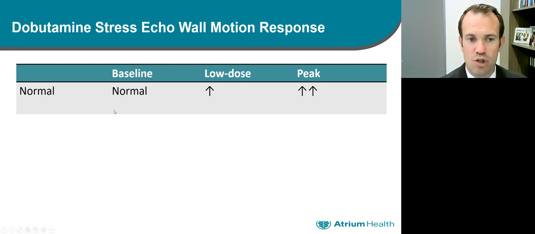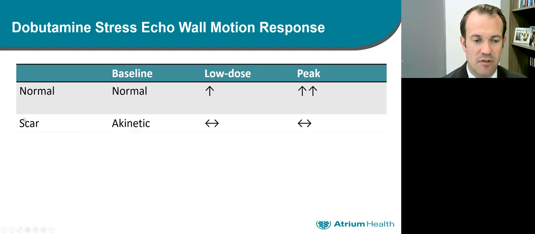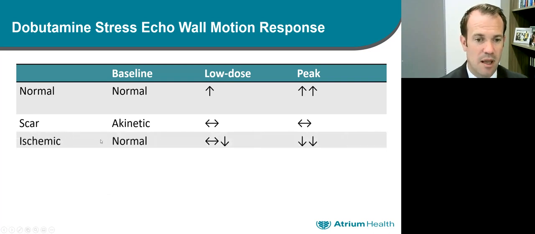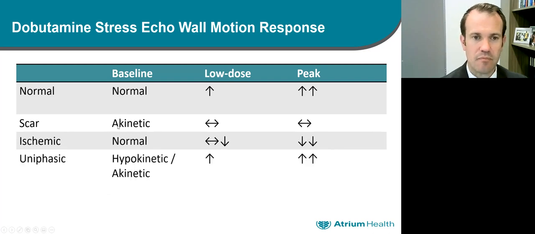So when we think about the wall motion during a dobutamine stress echo: if there is normal wall without ischemia, at low dose, it will increase. At peak, it will increase further. If there is scar, the wall motion will be akinetic and will not change either at low dose or peak. If it's ischemic, it may be normal or reduced at baseline. At low dose, that function will go down, and at peak, it will go down further.